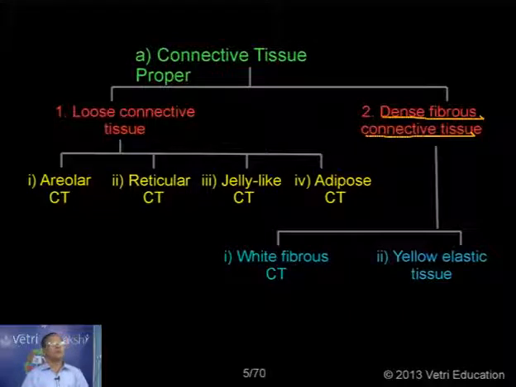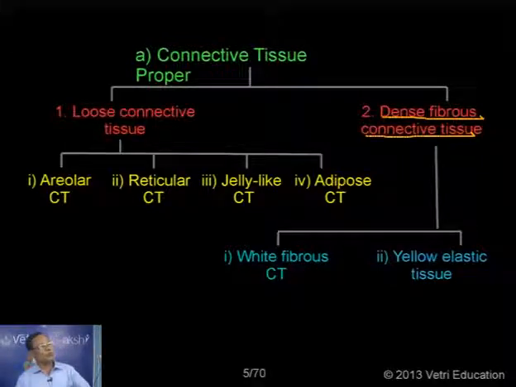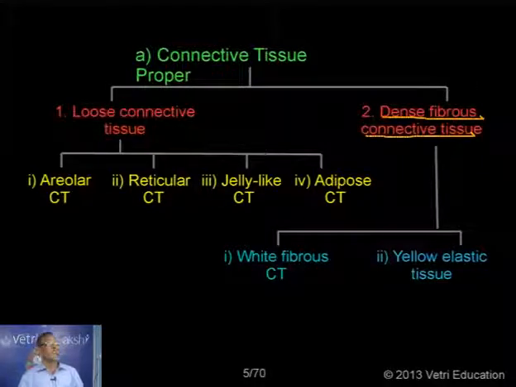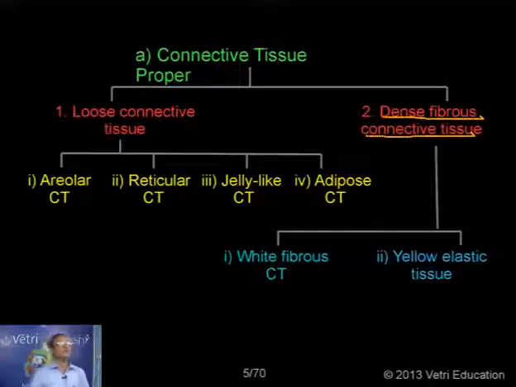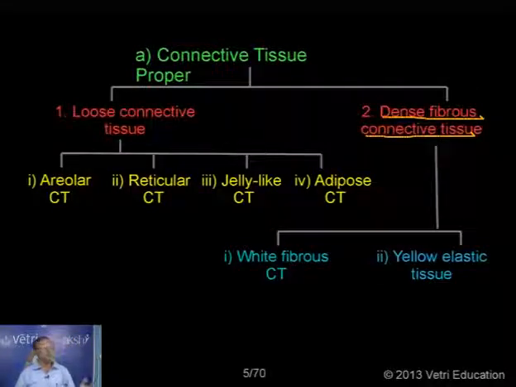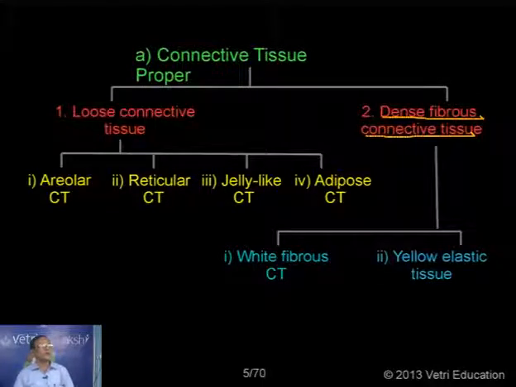Here we have one classification based on the nature of the fibers. One type is called white fibrous connective tissue, where the matrix contains bundles of white fibers, the collagen fibers. The other type is the yellow elastic tissue, which contains yellow fibers, highly elastic in nature. This is based on the nature of the fibers. So we have the dense fibrous connective tissue further classified into two: white fibrous and yellow elastic fibrous tissue, or simply yellow elastic tissue.